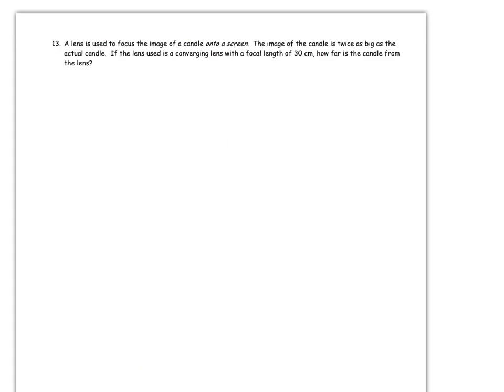Alright, so this last one's a little bit of a challenge here, but let's go ahead and attack this. So we're trying to figure out how far a candle is from a lens. We know the lens is a converging lens with a focal length of 30 centimeters, so we do have that piece of information. And then we actually know two other important things about this. We know that it's onto a screen, which tells us it is a real image, and we know that the image is twice as big.